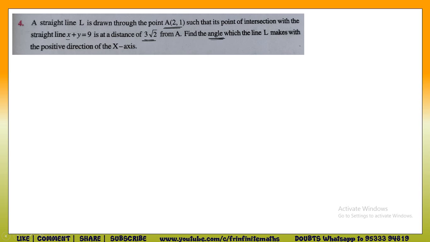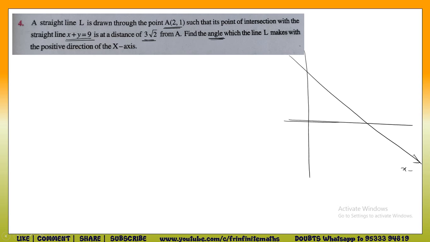So first of all, what is this line x plus y is equal to 9? How will it look? It looks like this, right? So this is nothing but my x plus y is equal to 9. Clearly it meets my x-axis at (9, 0) and the y-axis at (0, 9). So clearly these two distances are equal, so we can say that it makes 45 degrees and 45 degrees. But he did not ask that, right?